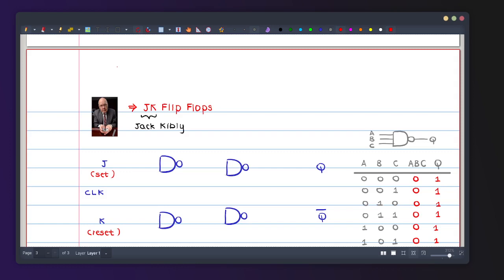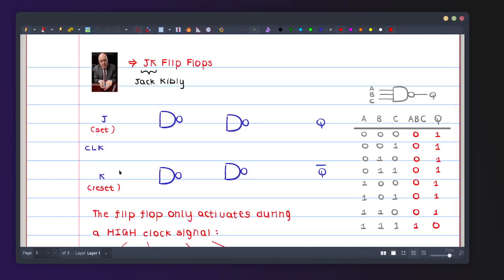Although the name is JK, it doesn't just pertain to his name, it also pertains to the inputs that we pass into this circuit. If you look at this circuit, it's incomplete because I want to complete it with you. This circuit has three inputs. J, which is similar to the set input of the SR latch. There's another input called K, which is similar to the reset input. So J is similar to set and K is similar to reset.